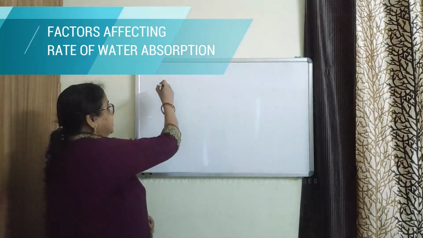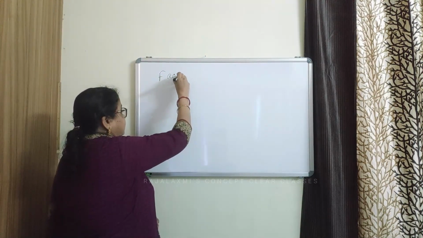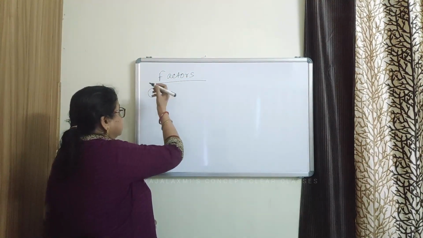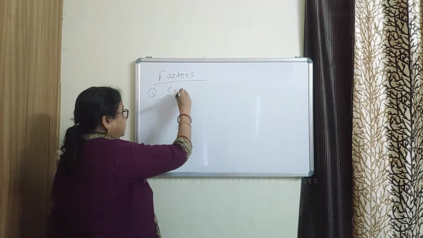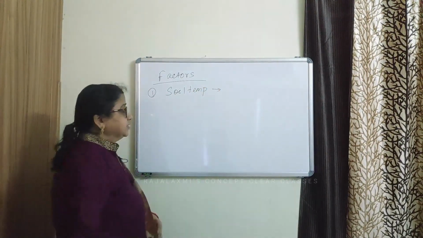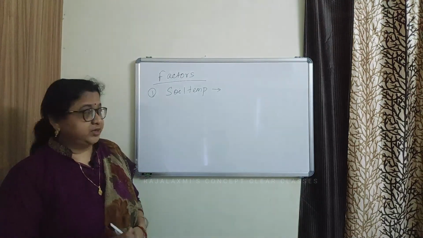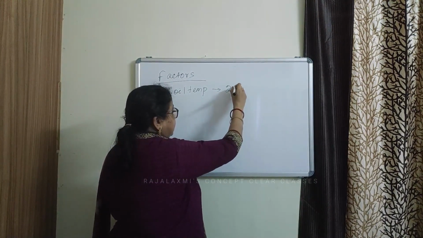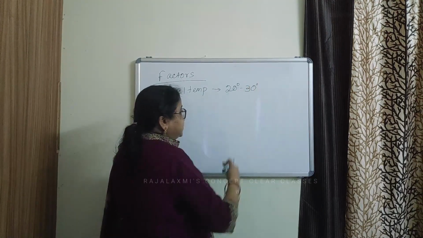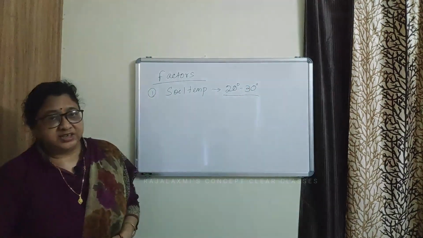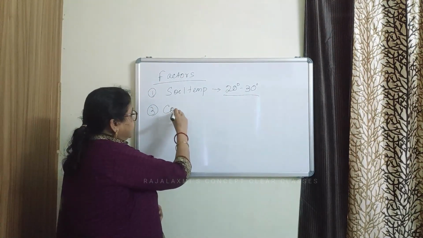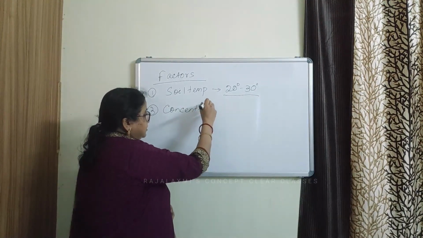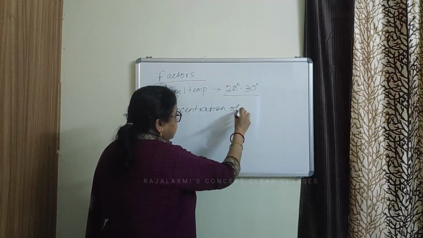Next, factors affecting the rate of water absorption. What are the factors? The first factor is soil temperature. The ideal soil temperature should be 20 to 30 degrees centigrade. In this range, the rate of absorption is maximum. The second point is concentration of soil water.